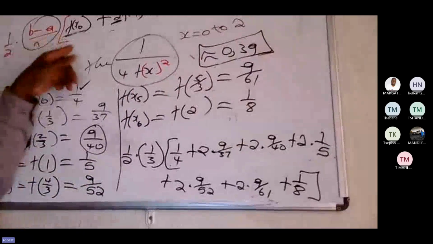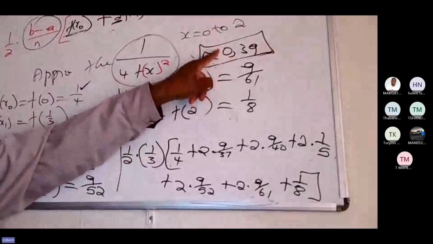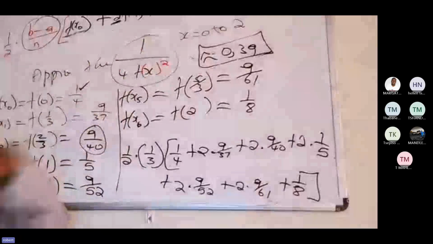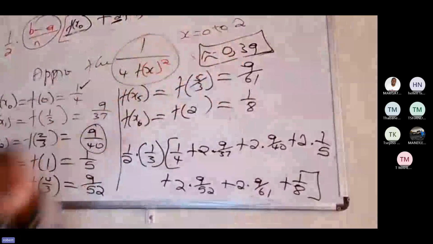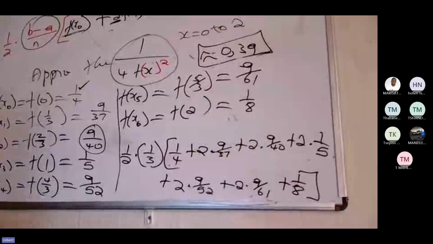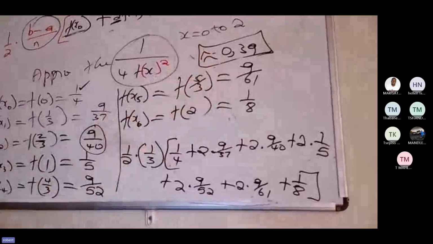If you decrease your n to 4, then you are going to get something which is not even close to this one. You are now moving far and far and far away from the correct answer, which is 0.39, which you have said is something like pi over 8. And pi over 8 is the exact. This one is just an approximation.